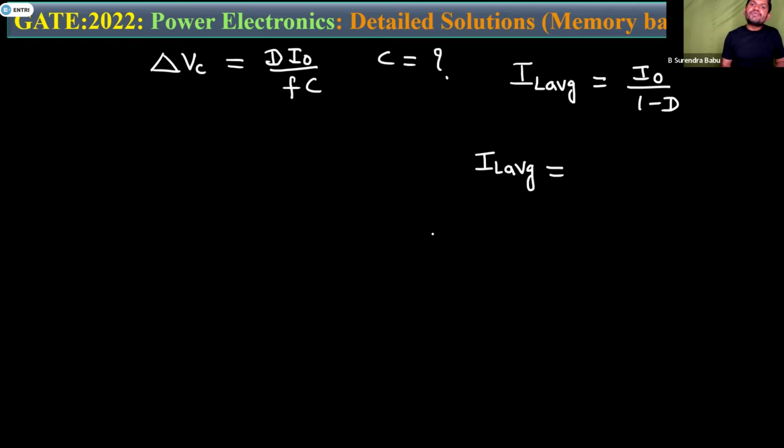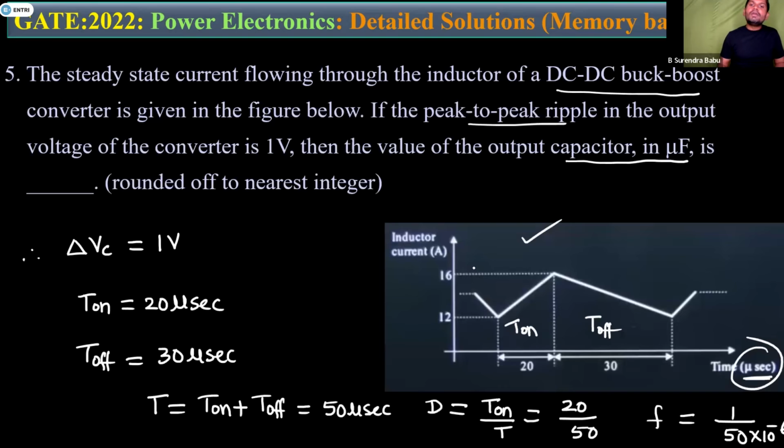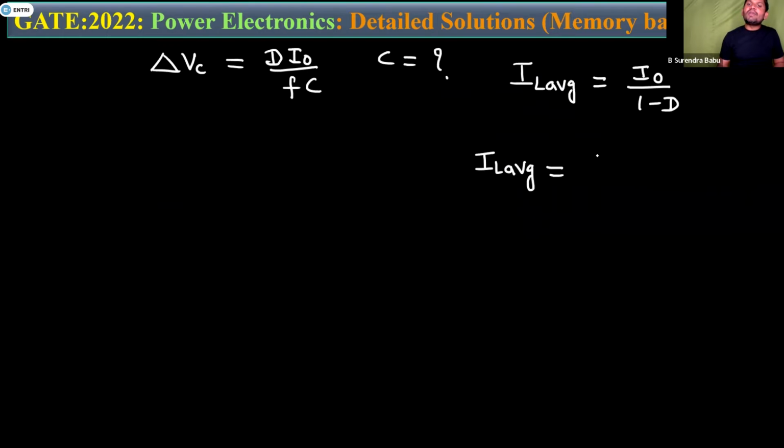This IL average we get from the waveform, that is minimum to maximum. Minimum current is 12 amperes, maximum current is 16 amperes. Then what is IL average? 12 plus 16 by 2. How much, students? It is equal to 14 amperes.